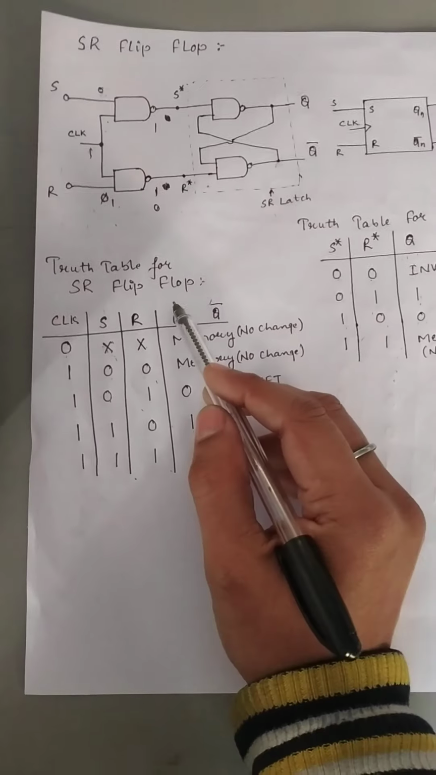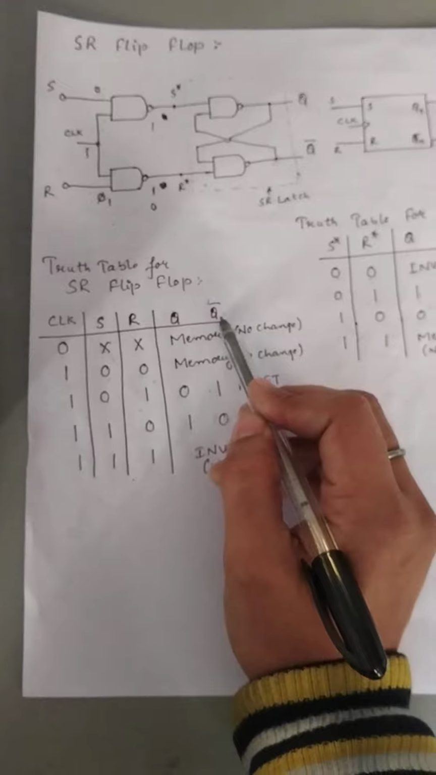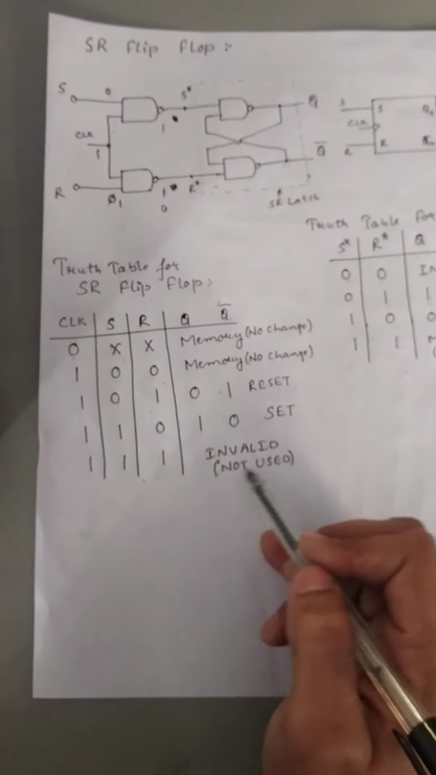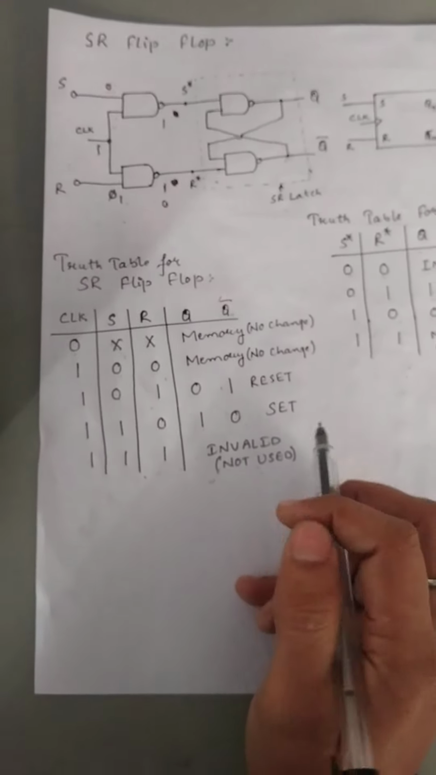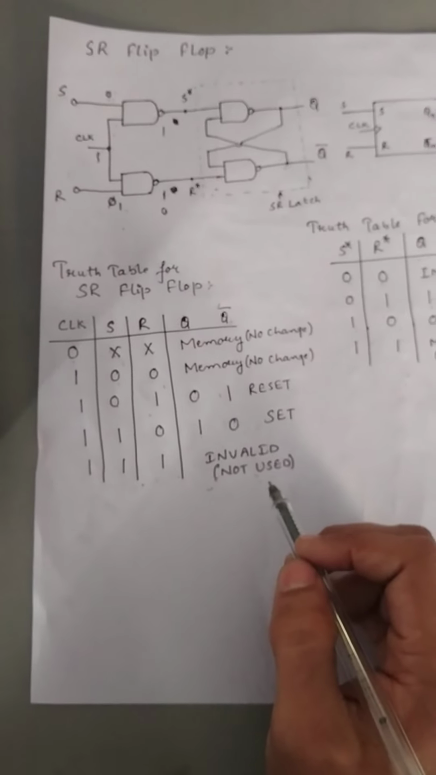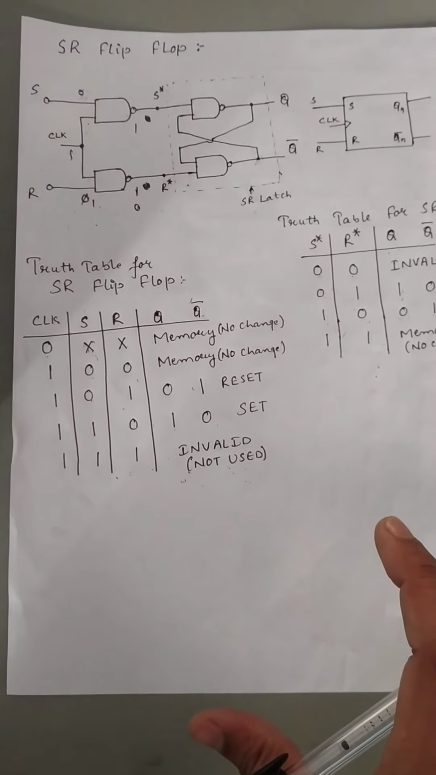Either Q will be 1 and Q bar will be 0, or Q bar will be 1 and Q will be 0. But in this case, both will be the same. Either it will be 1, 1, or it will be 0, 0, and this is not possible. That's why we call this state invalid, and it cannot be used. Now this is just the overview of the SR flip-flop.